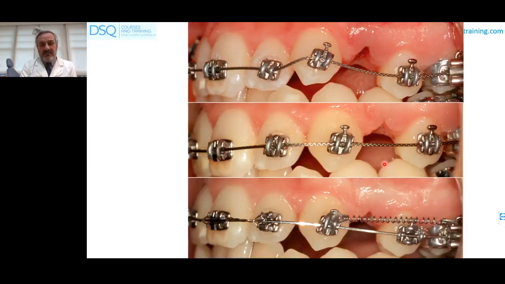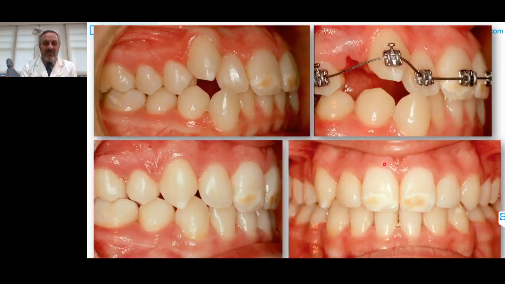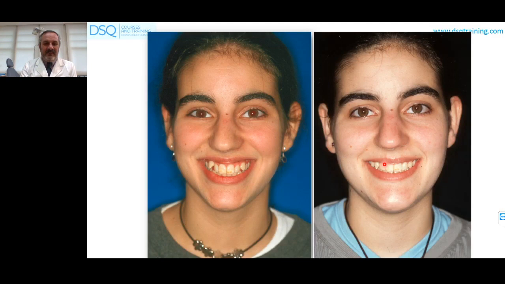It's possible to use the braided NiTi to align the teeth very fast in cases of extractions.